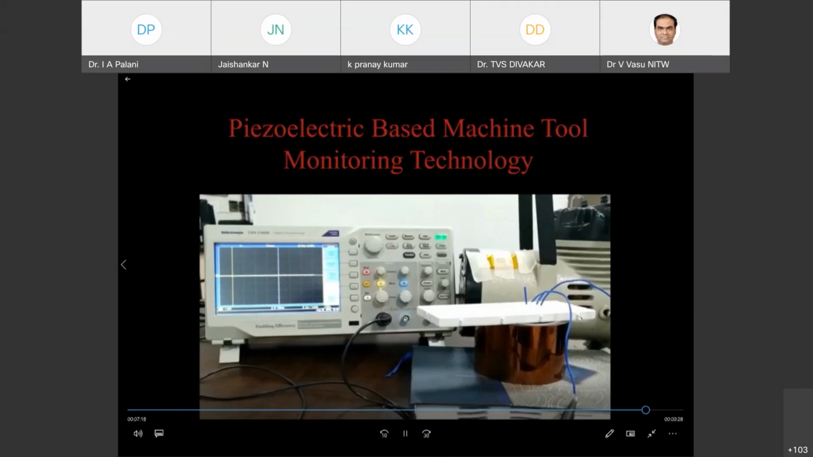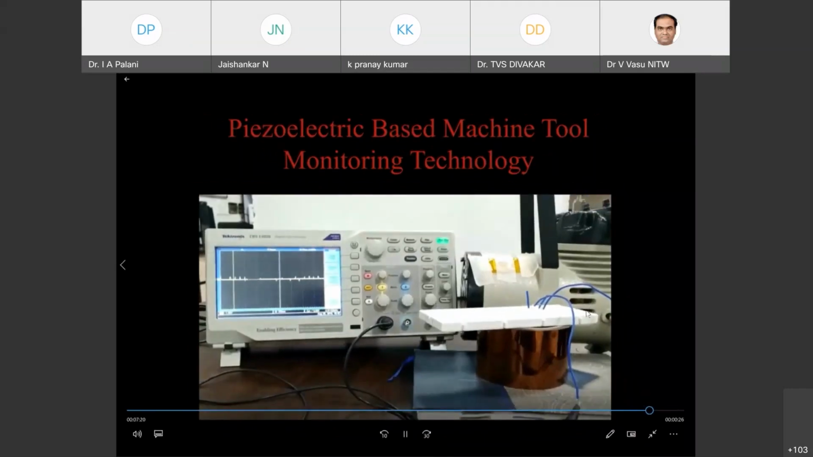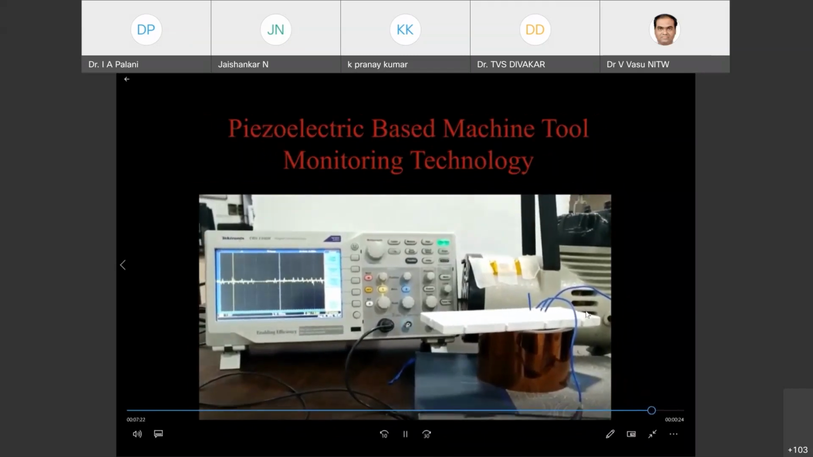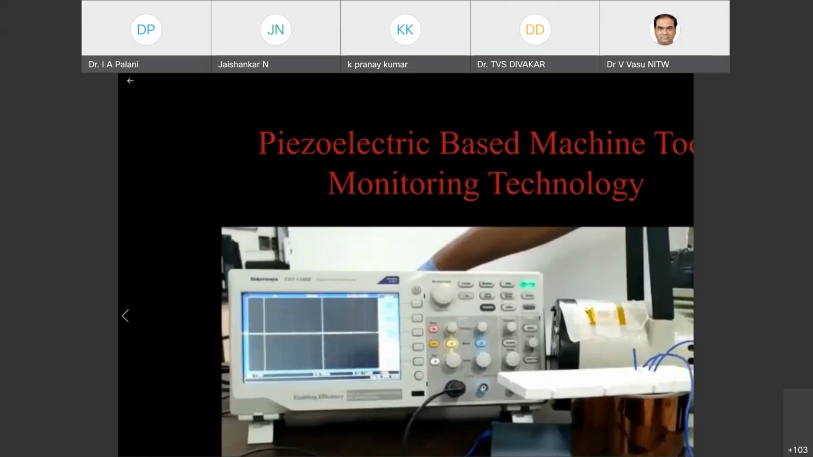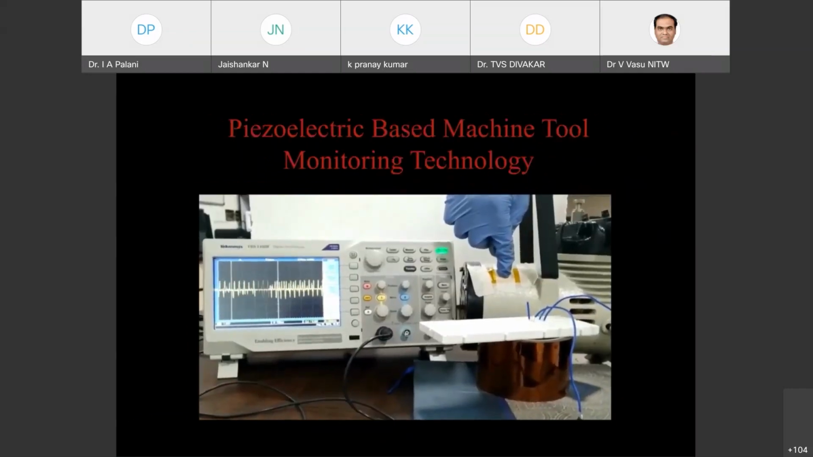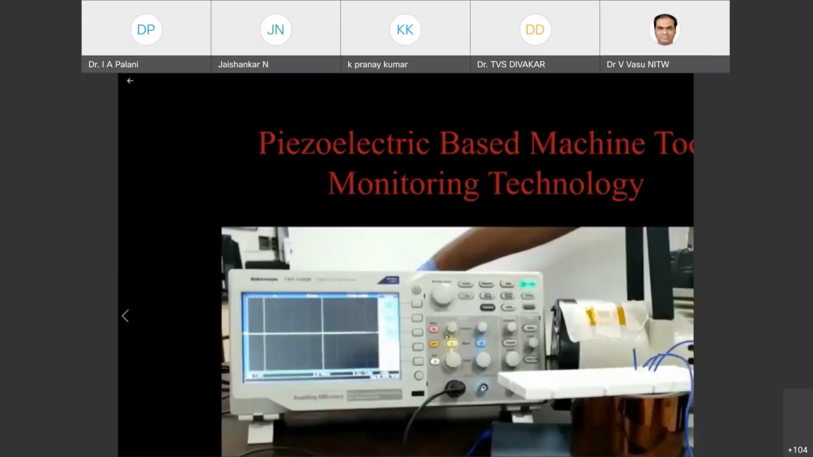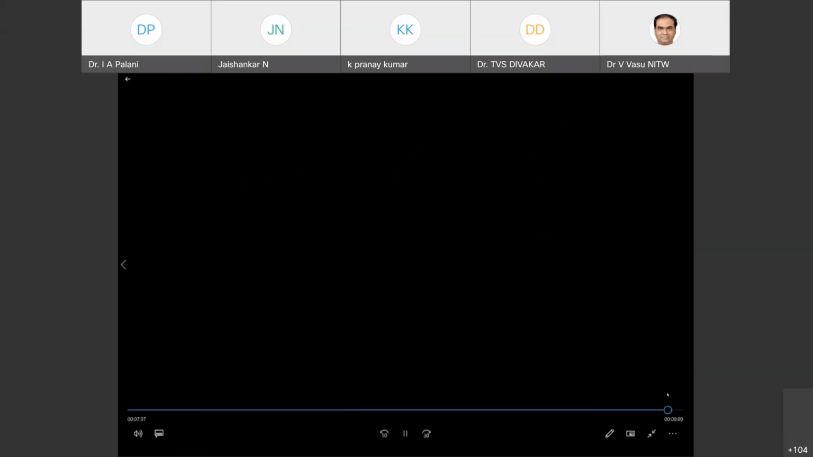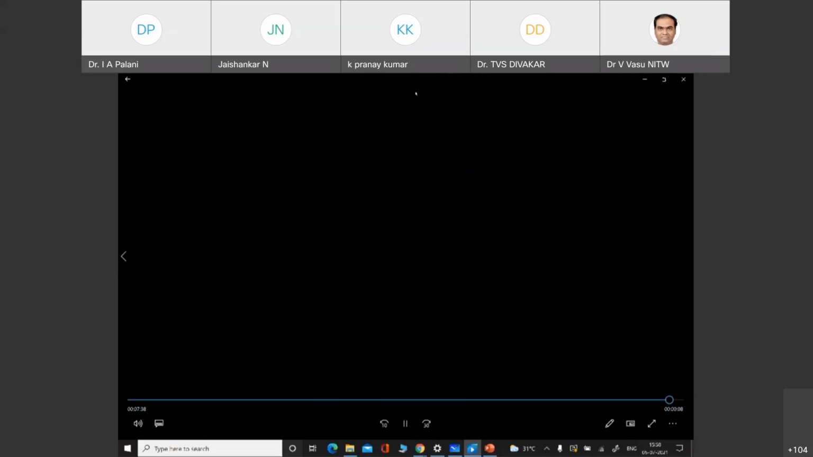Currently we are also into Industry 4.0, to monitor machine tools as well as automotive. We have developed flexible triboelectric nanogenerators, which can be directly integrated with the machine tool. Whenever there is a huge amount of vibration, it can be easily harvested.